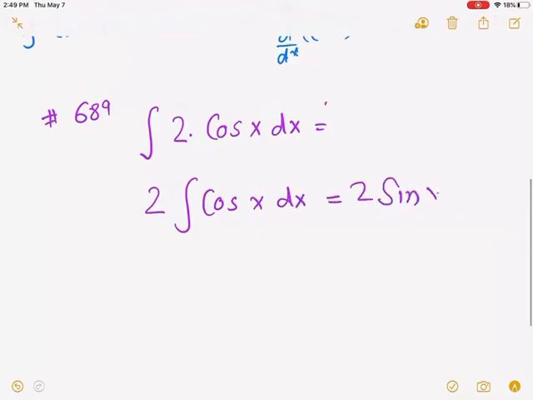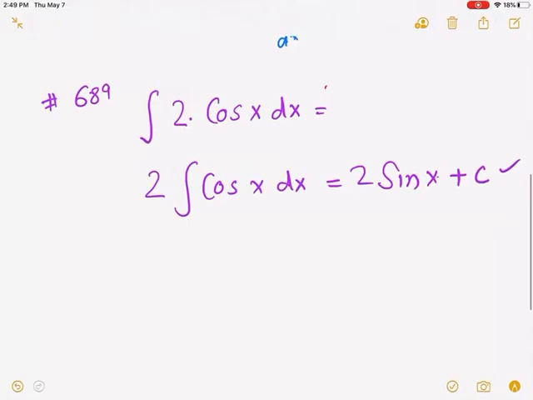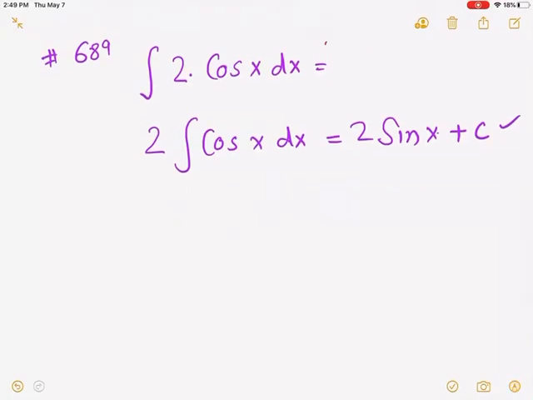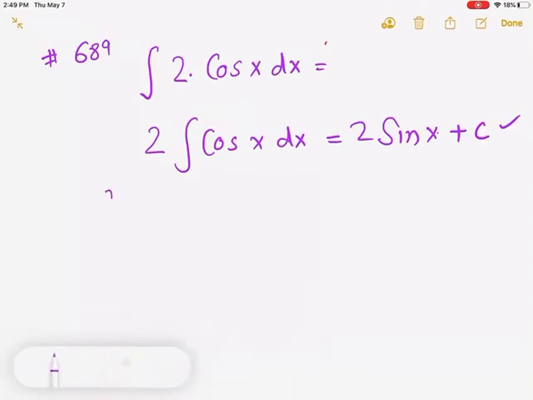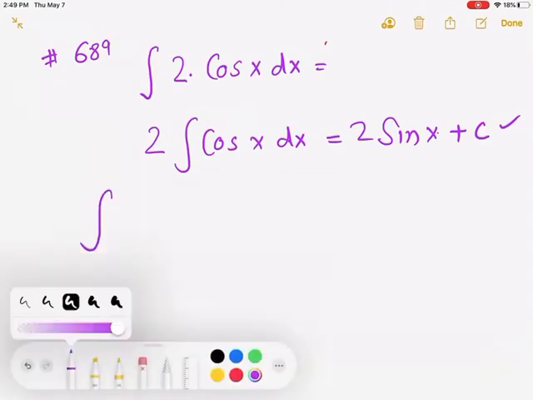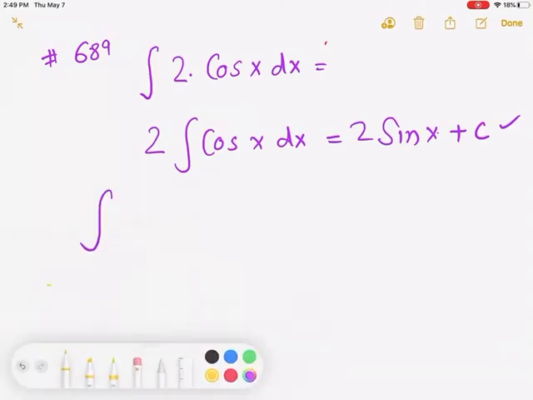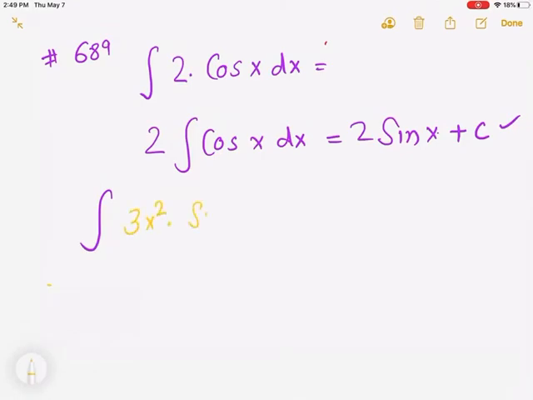Sine and plus c. Here you go, done. Next. Let me pick a different color. Let's just do school colors. Okay, next one. Nope, I tried doing yellow. Okay, got it. I have 3x to the second, then I have sine x to the third, and it's dx.